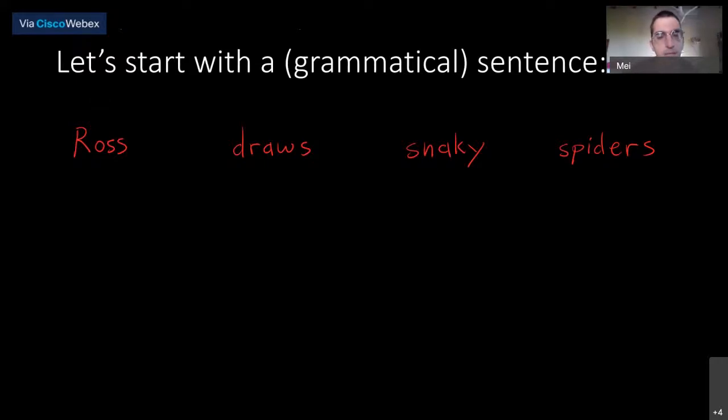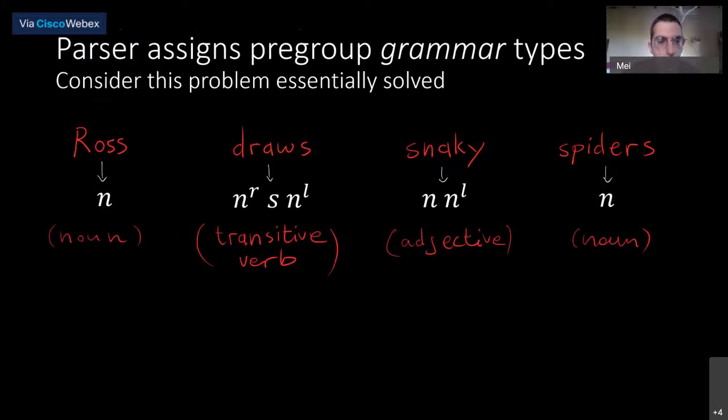I think that's easier. So here's a grammatical sentence: Ross draws snaky spider. First, the first step is that a parser comes in and solves the easy problem of assigning grammatical types so that this sentence parses just to the sentence type. These are pregroup types that are assigned to each word. And you see that there are two inverses, a right and a left one. N is a noun type, and S is the sentence type.